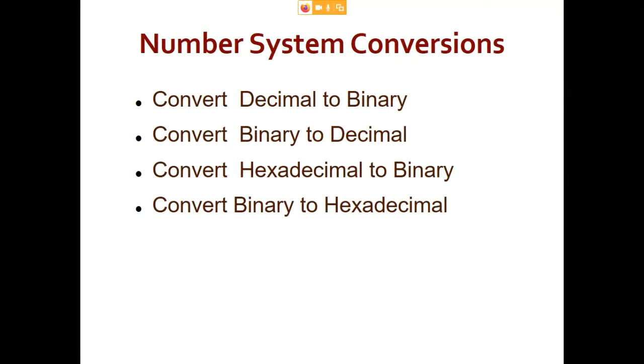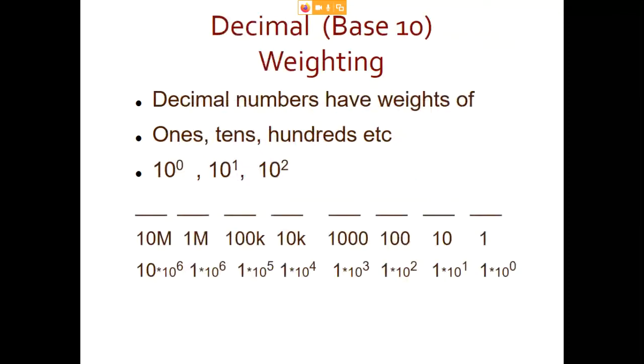All right, so let's look at how we convert between decimal to binary, or binary to decimal. So let's start off here with a number. If I had just some number here, we break it down into its columns.